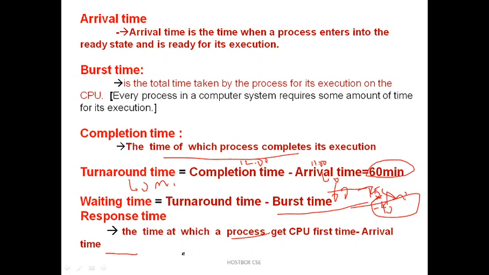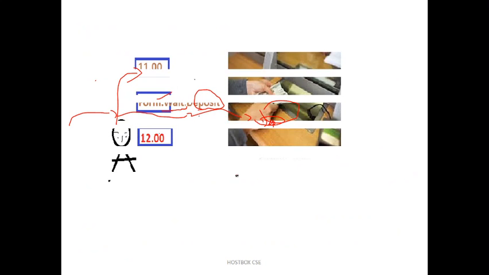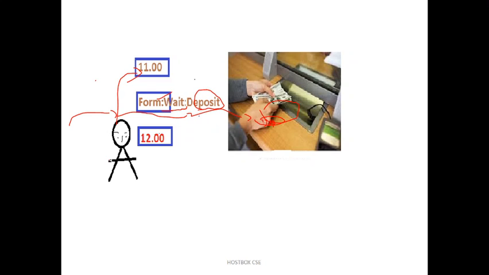And then what is response time? It is the time at which a process gets the CPU for the first time minus arrival time. Here there is IO execution and CPU execution. Remember, response time means the time at which a process gets the CPU first time. Let's say an example: in the bank I enter at 11 o'clock. After I enter, I have to ask about the procedure. The first time I talk with the window operator or clerk, that is the first communication, and that is the CPU response time here.